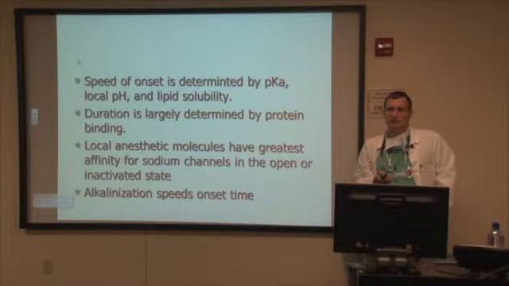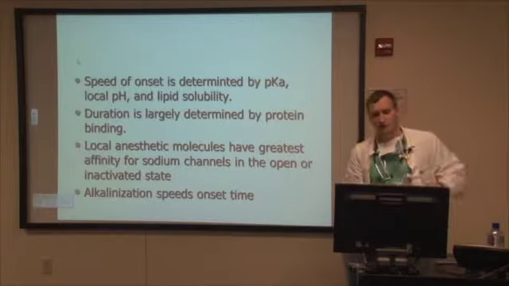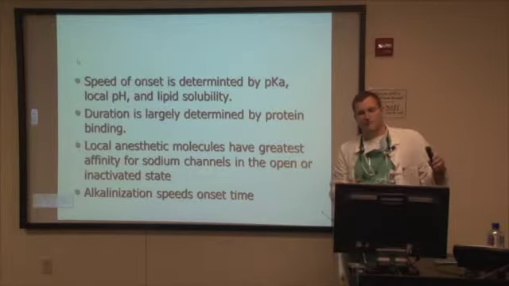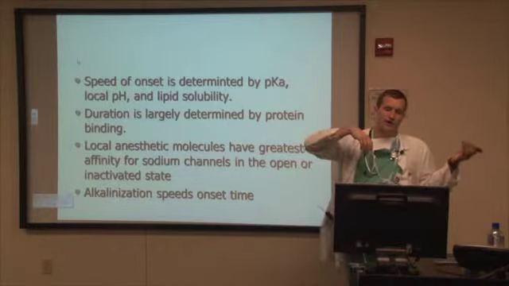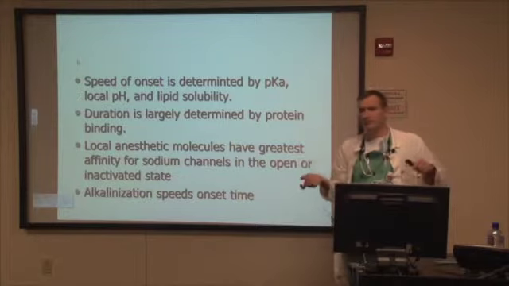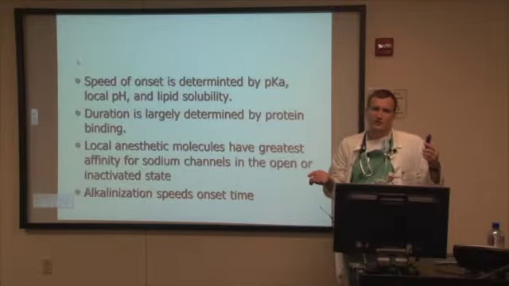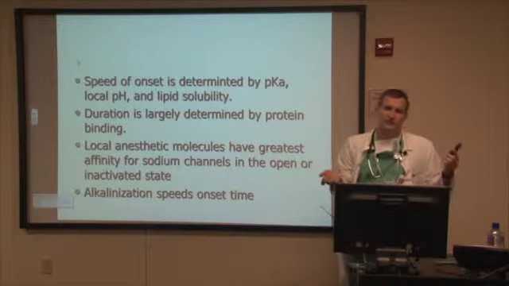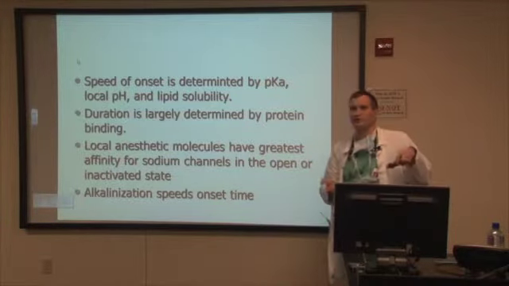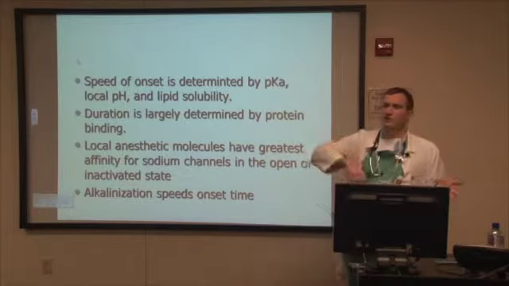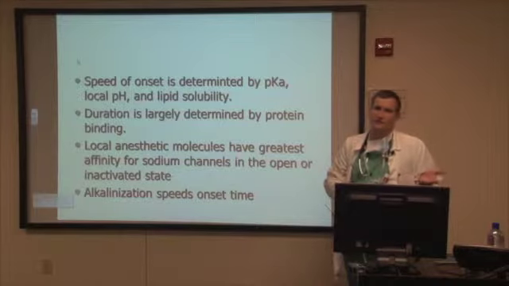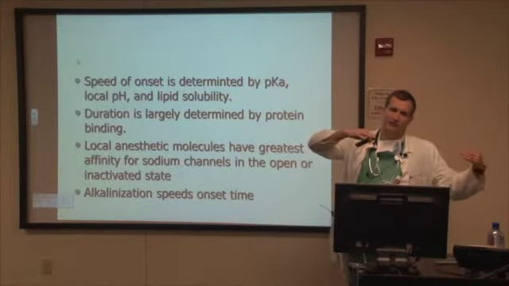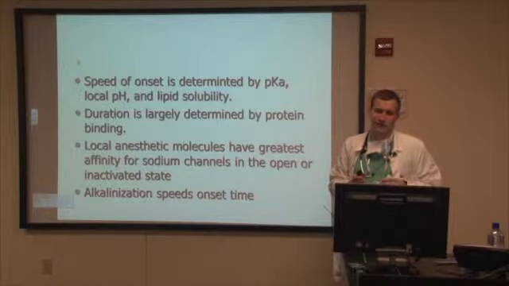Okay, so when we talk about how a local anesthetic works and why it may or may not work, we've talked a little bit about the pKa already. We've talked about how the pH affects things, and we talked about lipid solubility. Unfortunately, the local anesthetic actually works on the inside of the neuron. So it's to your advantage as the provider to use a local anesthetic that has some lipid solubility, because it has to get through the phospholipid bilayer so it can get inside the neuron and do its work.